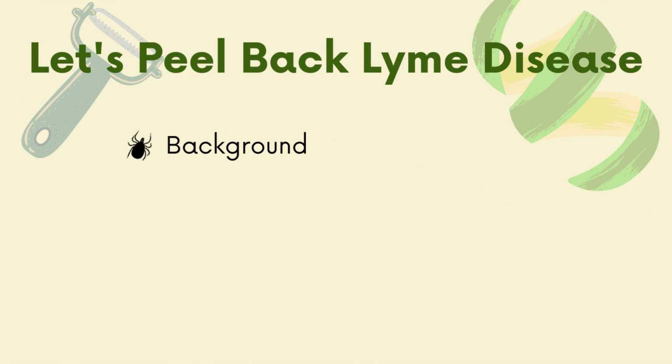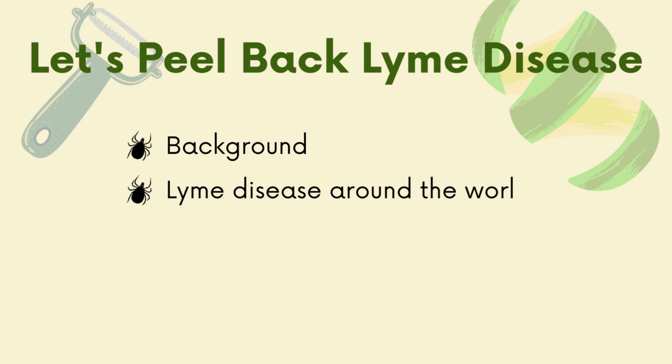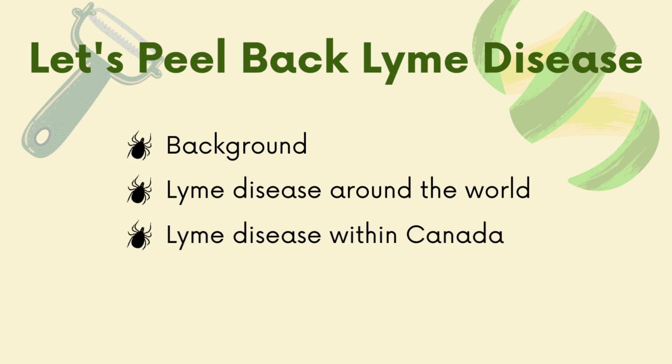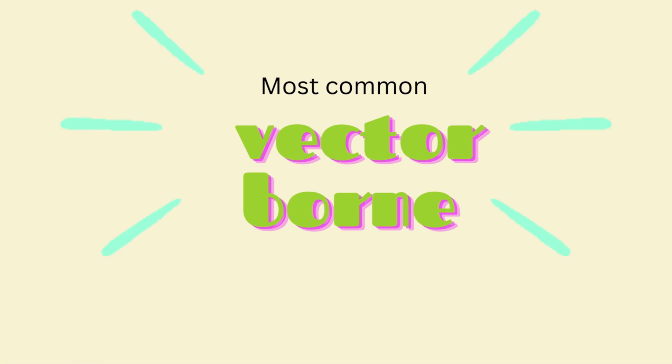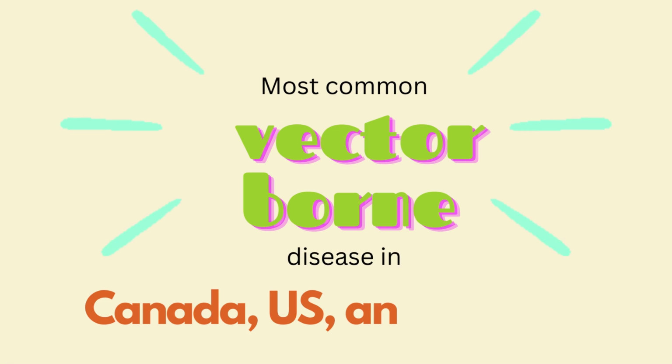Here's what we'll be talking about. First, we'll give a brief background on Lyme, including a definition, an overview of symptoms, and diagnosis. Then, we'll illustrate Lyme disease on a global scale and narrow our scope to the Canadian context. Finally, we'll end off with steps that you can take to prevent Lyme, as well as future prospects for the disease. Lyme disease is the most common vector-borne disease in Canada, United States, and Europe.